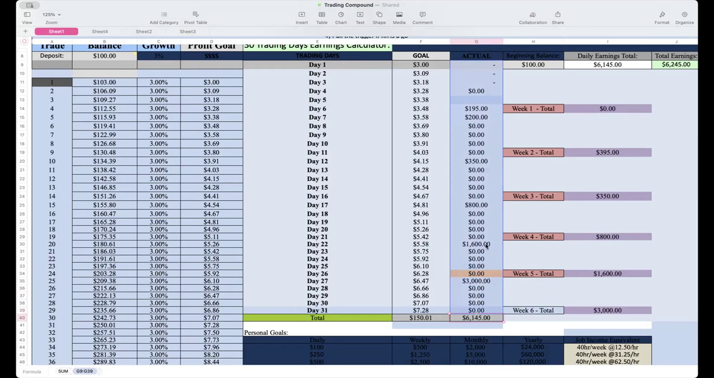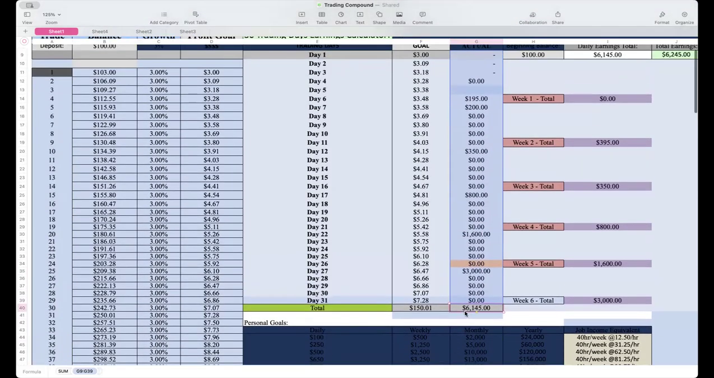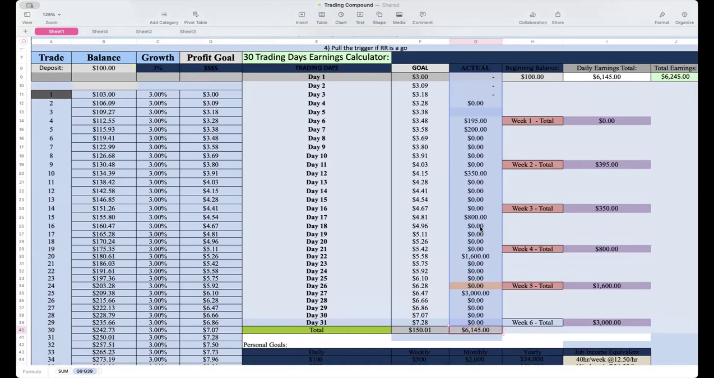So by 31 days, you're at $6,145. This is so possible. This is so possible. And if you can get to 1,000, you can get to 10 in 31 days. Okay. And we didn't even go off the 3%. We were going a little higher. We went a little higher than 3%, I think.